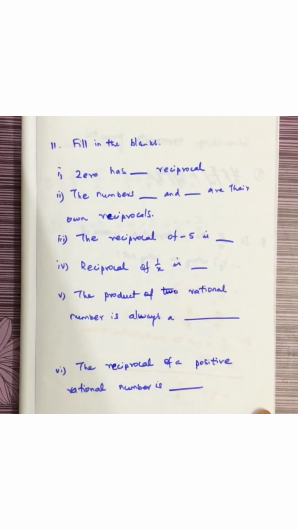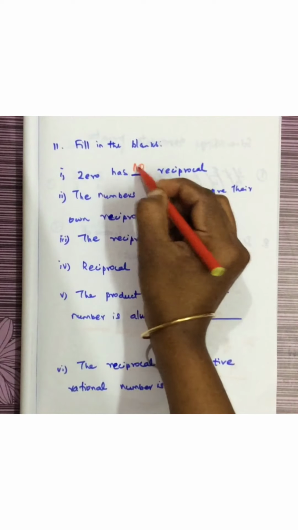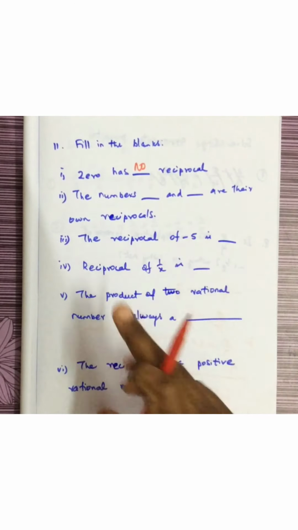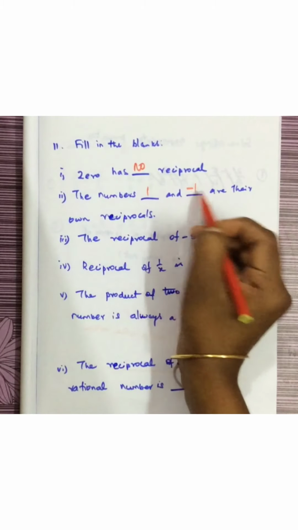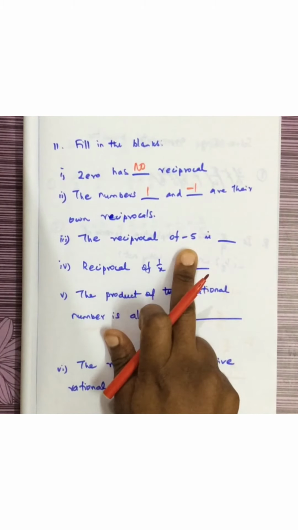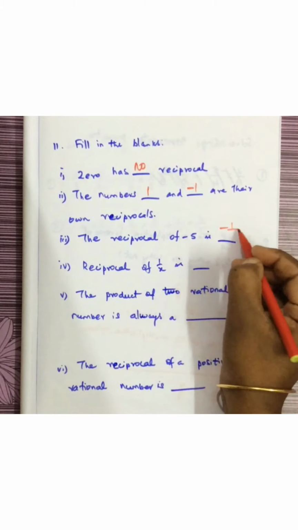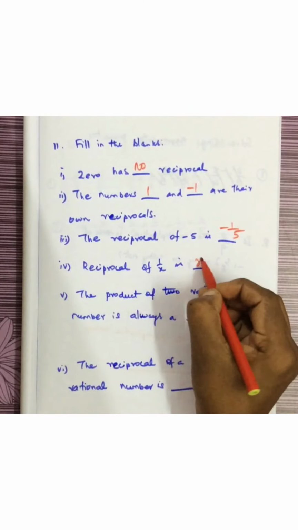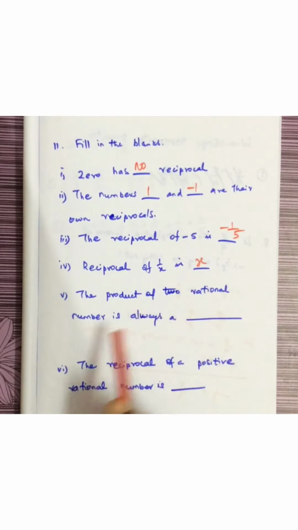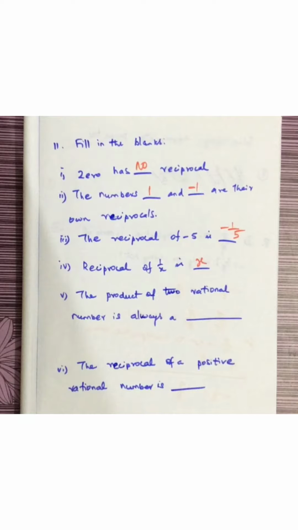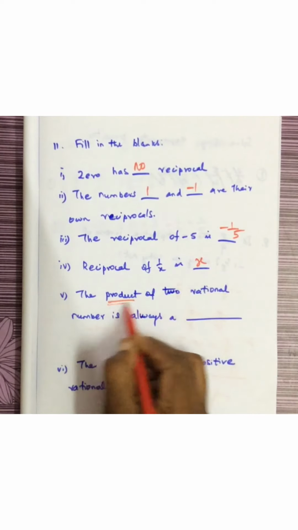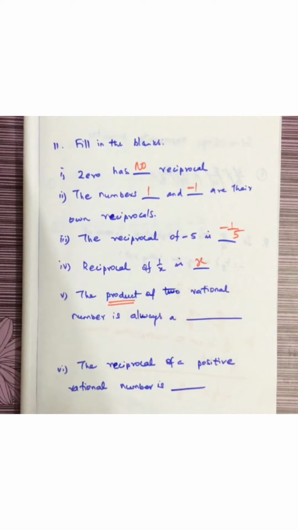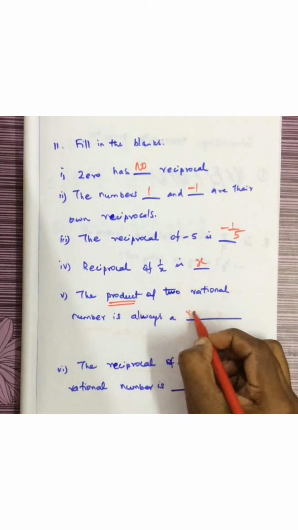Okay. So filling the blanks: 0 has no reciprocal. The numbers dash and dash are their own reciprocal. Just now we have seen 1 and minus 1. The reciprocal of minus 5 is, we have to take the inverse, minus 1 by 5. The reciprocal of 1 by x is x. The product of two rational numbers is always a rational number. The word product means multiply. If you multiply two rational numbers, the answer will also be a rational number.